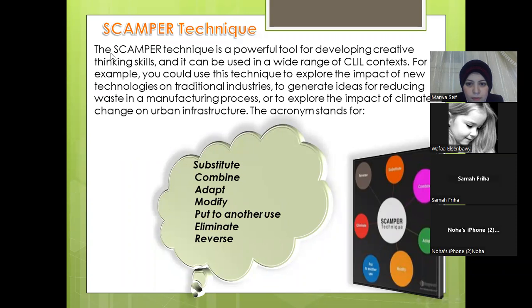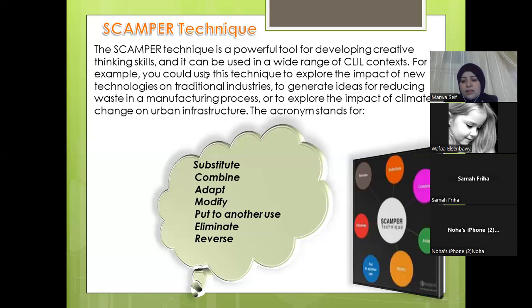Okay. All right. So the first technique to tackle here is the SCAMPER technique. By the way, it's an acronym. Every letter stands for a certain sub-technique, if I can call it like this. So the S stands for substitute, the C for combine, the A for adapt, the M for modify, the P for put to another use, the E for eliminate, and the R for reverse. Sometimes they call it rearrange. So you either rearrange or reverse.